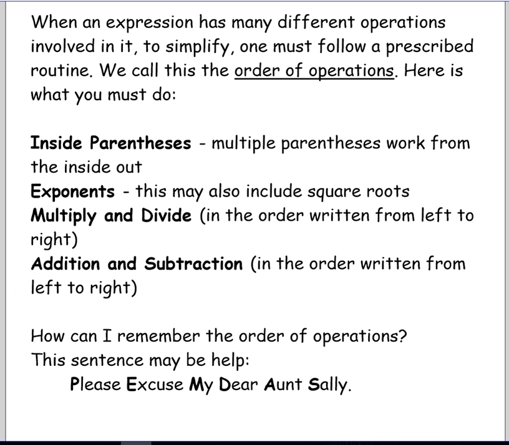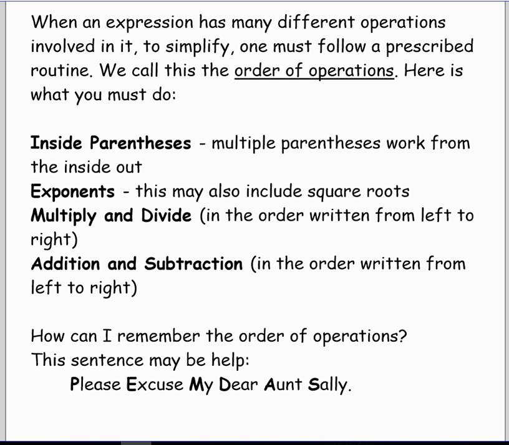When an expression has many different operations involved in it, to simplify, one must follow a prescribed routine. We call this the order of operations. And we saw some of that when looking at our multiplying and dividing from left to right and adding and subtracting from left to right. So what we need to do is our inside parentheses, multiple parentheses work from inside out. And so we'll see an example of where you have a couple parentheses and how that looks.